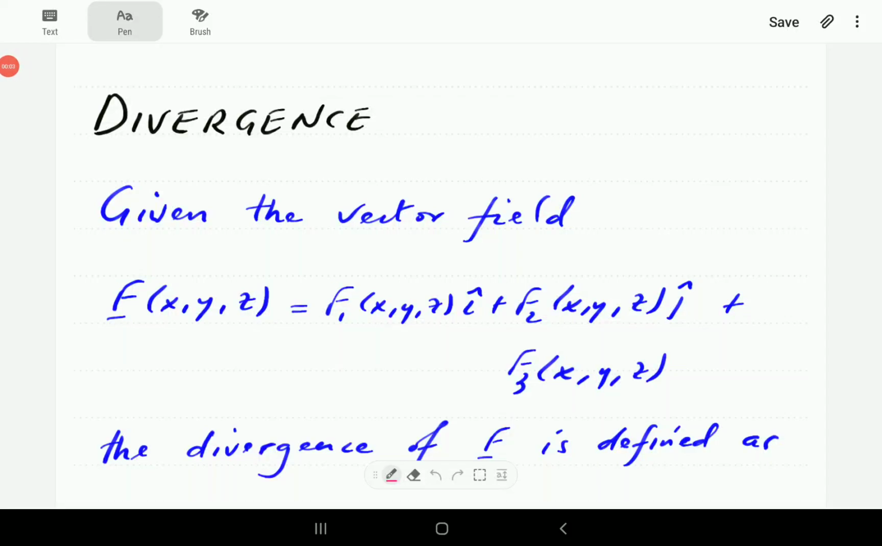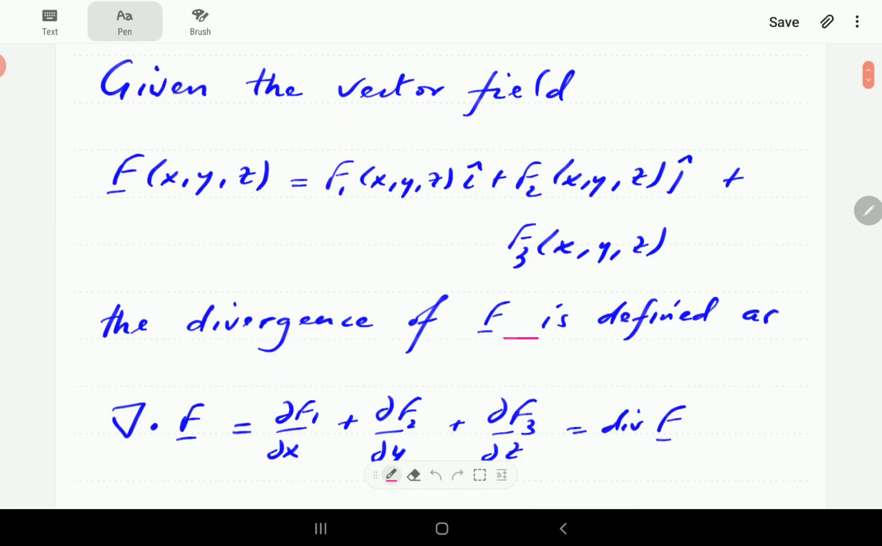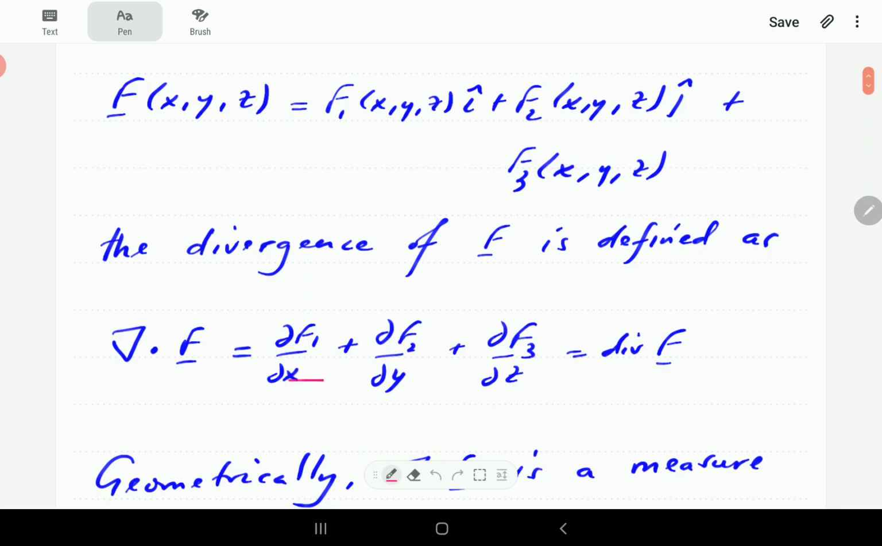In this video, we're going to introduce two vector operators defined in terms of the del operator. The first quantity we're going to talk about is the divergence of a vector. Given a vector f with x component f1, y component f2, and z component f3, its divergence is defined as the x derivative of the x component, plus the y derivative of the y component, plus the z derivative of the z component.